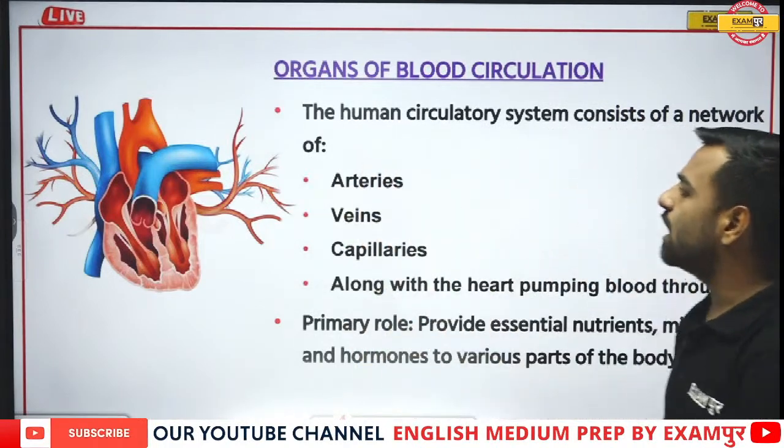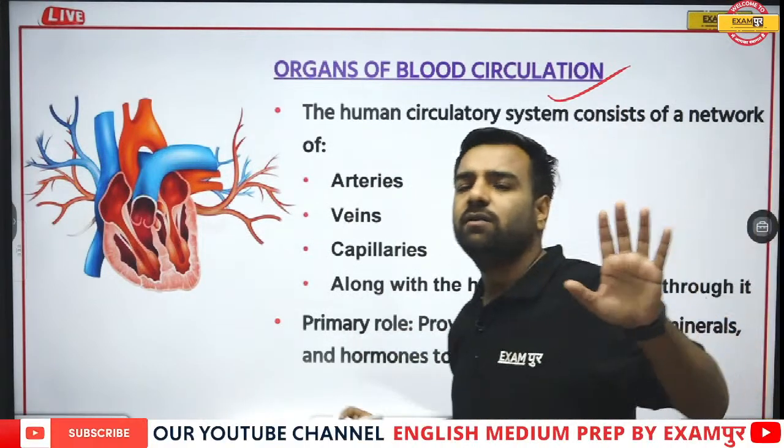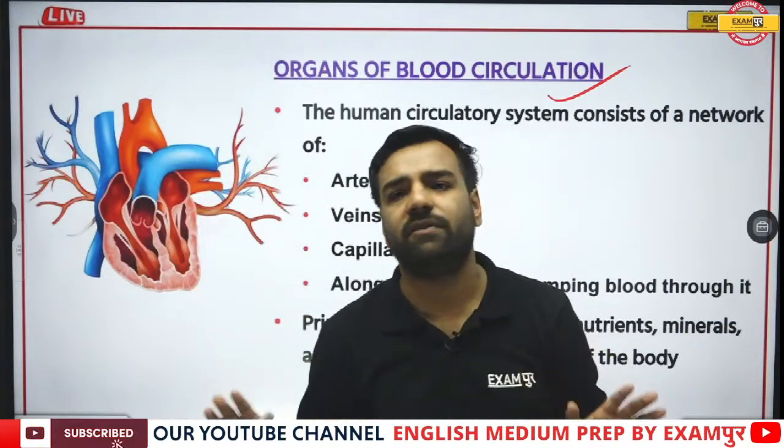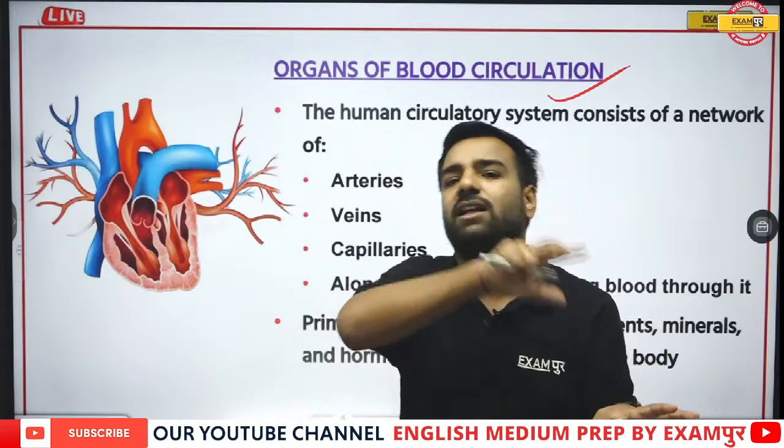Yeah. So now we'll discuss the organs of blood circulation. We have discussed blood. What was the pH scale? What are RBC, WBC, platelets? We have discussed everything. Now we'll understand how blood actually circulates within our body.